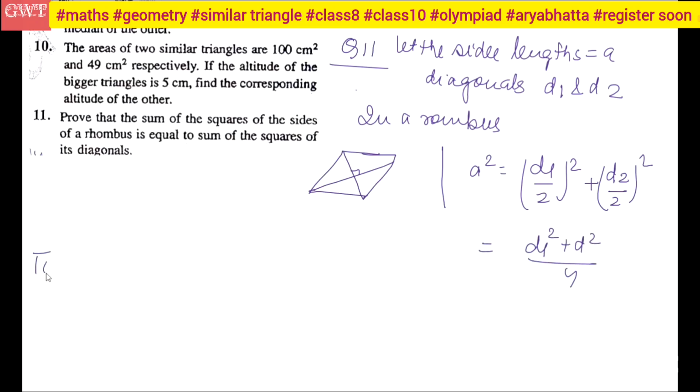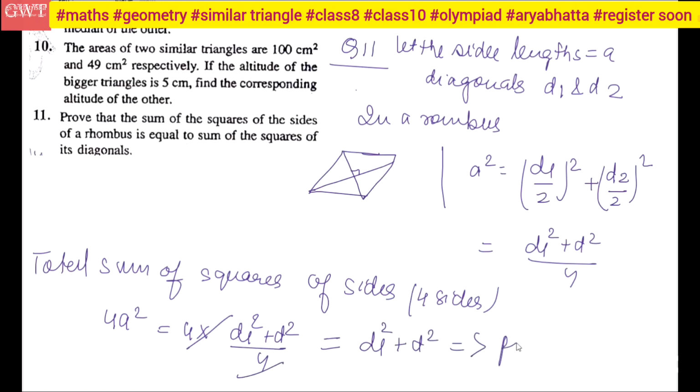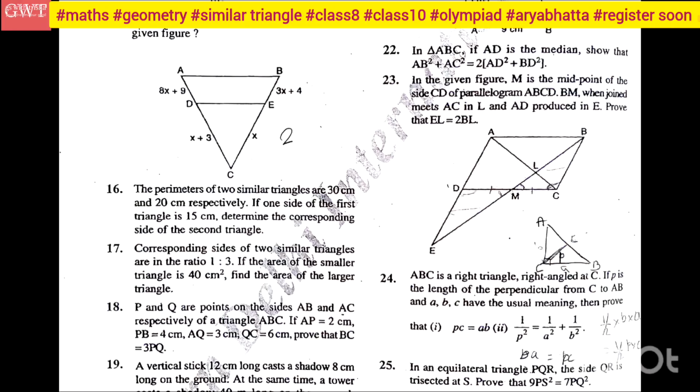Okay, so the total sum of squares of sides, means we have 4 sides. So what I will say, 4a square is equal to 4 into (d1 square plus d2 square upon 4). So 4 will cut and I will get d1 square plus d2 square. Okay, and this only we want to prove. So it is proved.